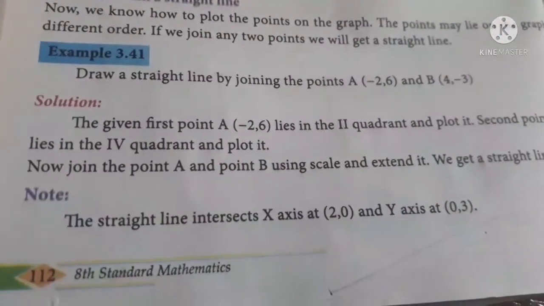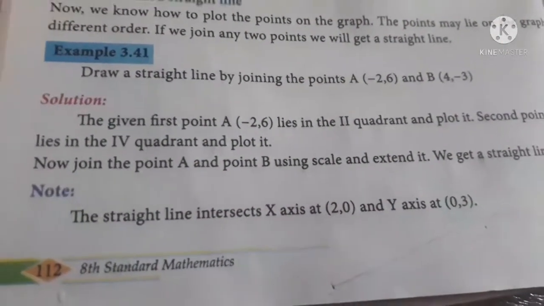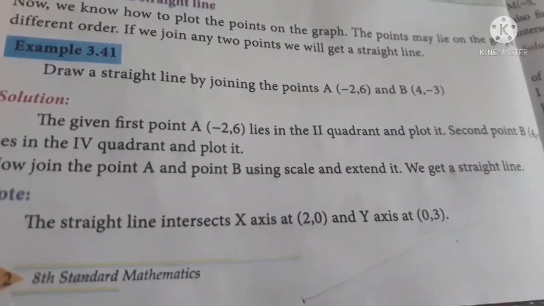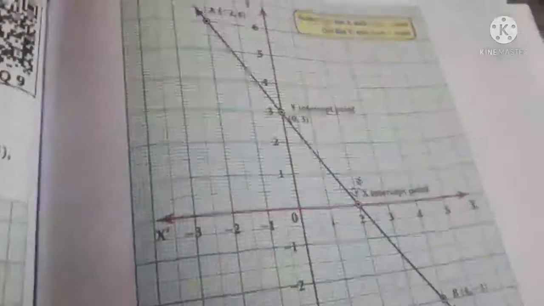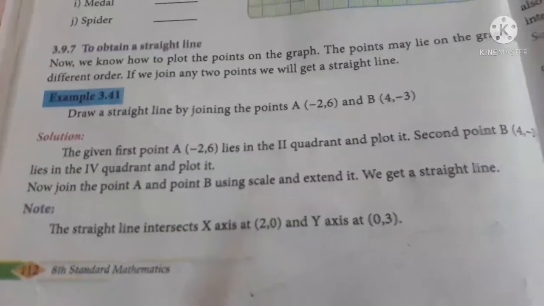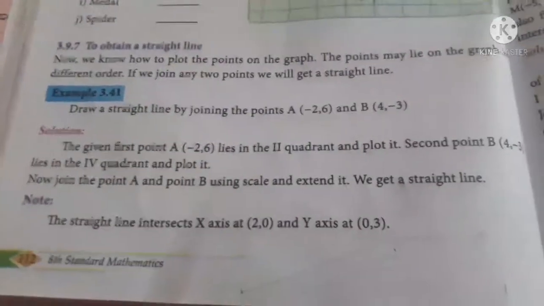The given first point A (minus 2 comma 6) lies in the second quadrant, right? And we have to plot that point. Okay. Now see, we have plotted it. Minus 2 comma 6. This will be the exact picture of your graph, right? So mark the point here. After that, point B (4 comma minus 3) lies in the fourth quadrant and we have to plot it. So it is 4 comma minus 3. So plot the point here.